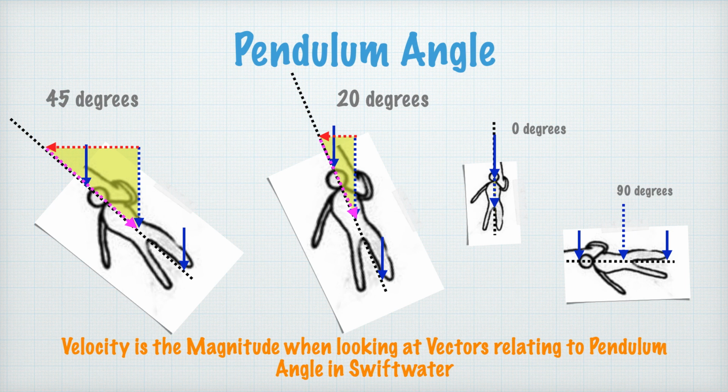So if we zero in on the 45 degree angle of our pendulum on the left, you can think back to the triangle that we had before, where the two sides that are not the hypotenuse of a 45 degree triangle equal each other. So we automatically know that with a 45 degree angle, the speed at which we will pendulum to shore equals the velocity of water.